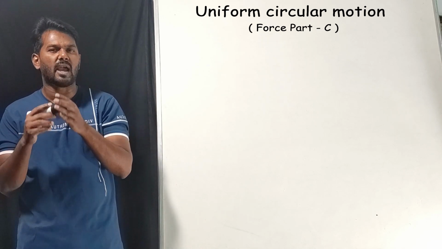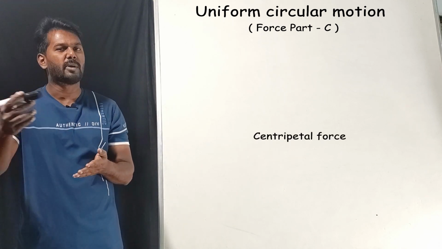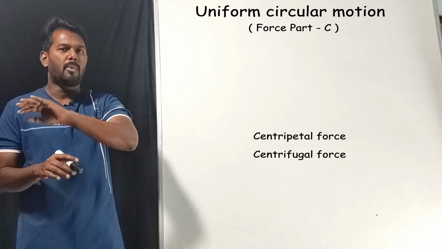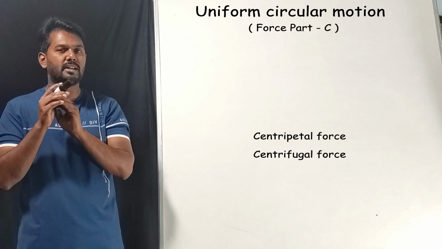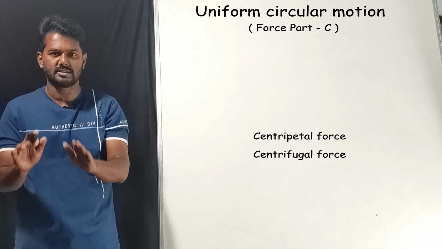So before we learn anything from this chapter, we need to understand what are the topics we have. Uniform circular motion, uniform linear motion, centripetal force, and some examples, centrifugal force, and some examples. That's it. So part B and part C of this fourth chapter is very easy, and there is no numerical, just give reason questions and definitions. That's it.